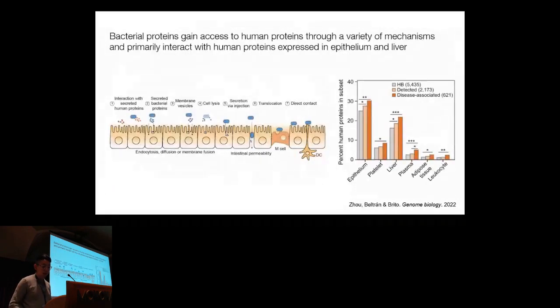At the cellular level, microbial proteins can act on human proteins via several well-established ways. We next examined the localization of human protein targets, with the enrichment of genes expressed in epithelium, liver, and blood components in the detected and disease-associated human targets.